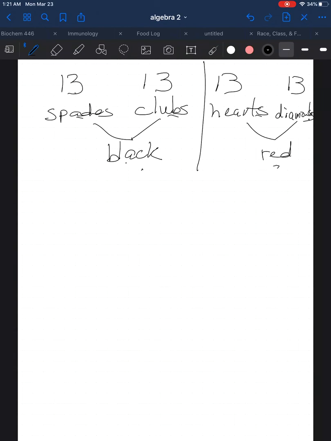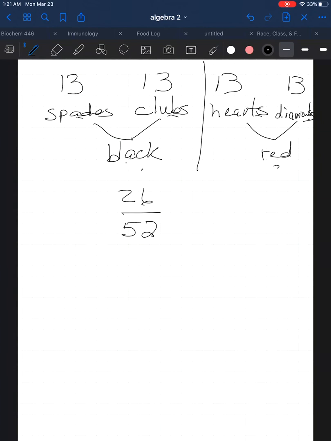All right, so it says 2 cards are drawn from a 52 card deck without replacement. So we pull that card out, we leave it out. We don't put it back in. What is the probability that the first one is red? Well, how many are red? 13 and 13, 26 out of a total of 52 cards.